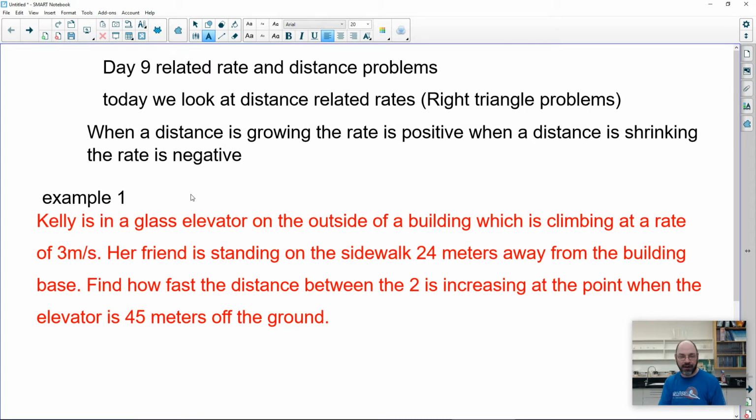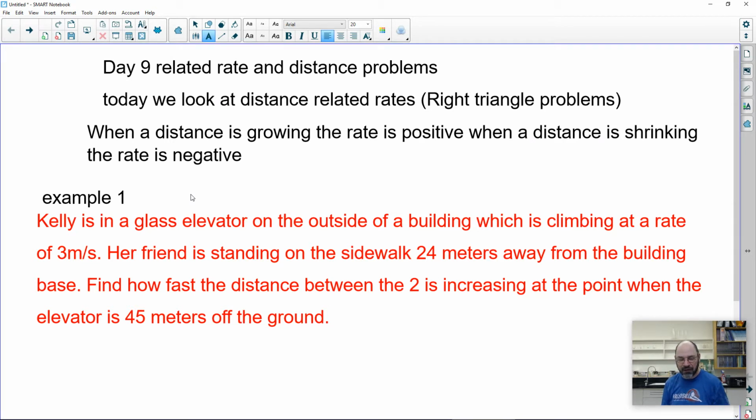Today we move into the next kind of related rate, and this is the distance problems, which are basically right triangles, so Pythagorean theorem with the squares in them and things like that. So we're going to be looking at those today. And I'm going to do three different examples of these. As you can see, I got the first one up here.